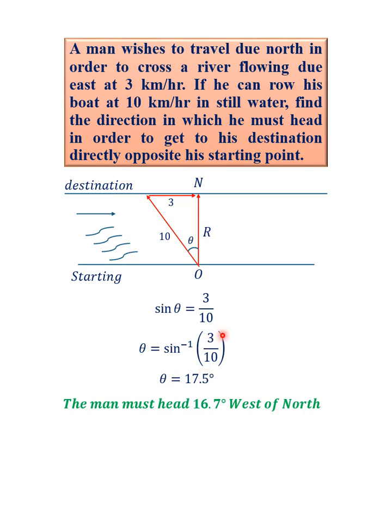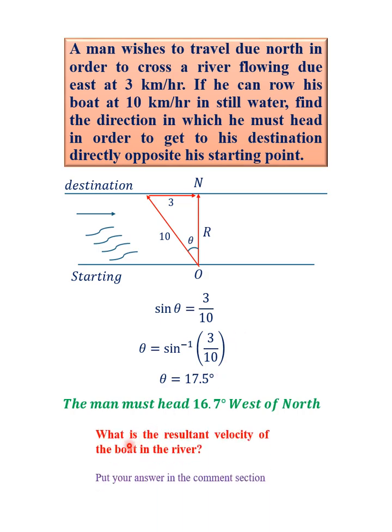I hope you enjoyed this. If you did, then solve this simple one. What is the resultant velocity of the boat in the river? What do you think the resultant velocity is? It's asking us, what do you think is the value of R, the resultant velocity? Take note, R is the resultant velocity, and that is what you are to look for in this question. When you get it, put your answer in the comment section.